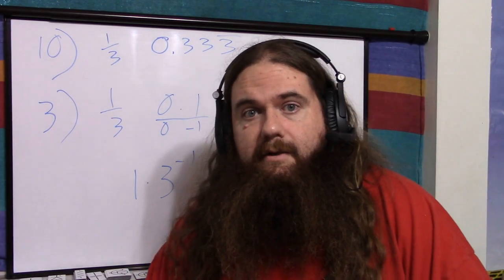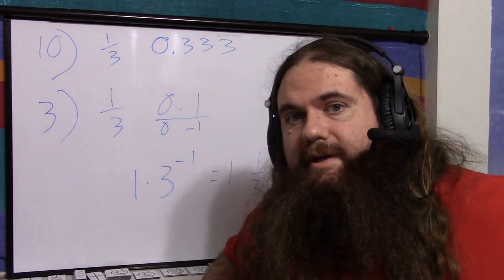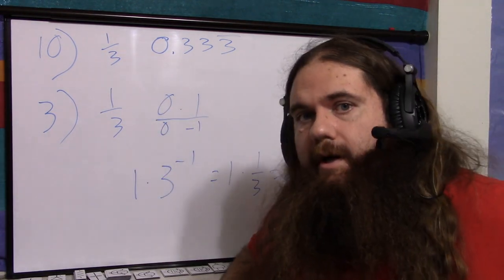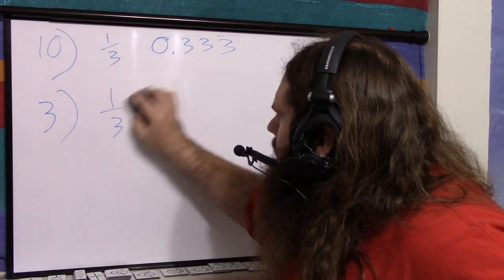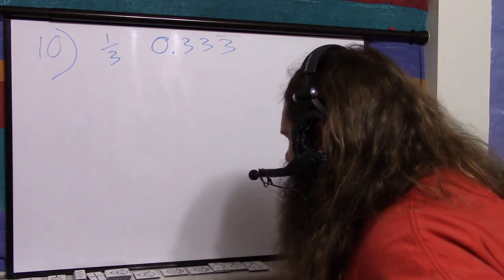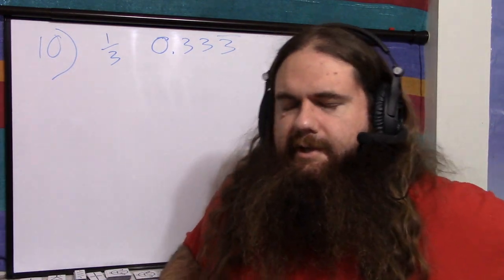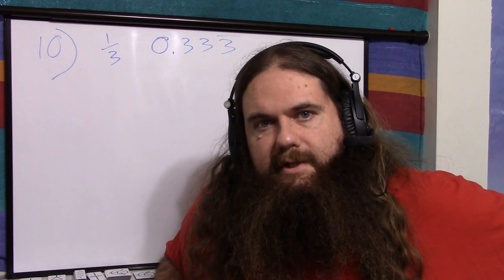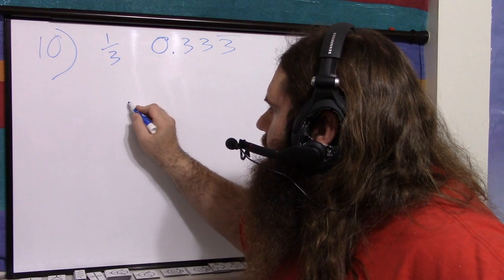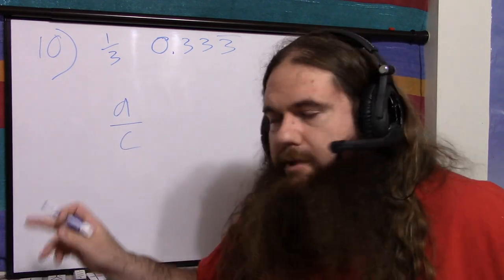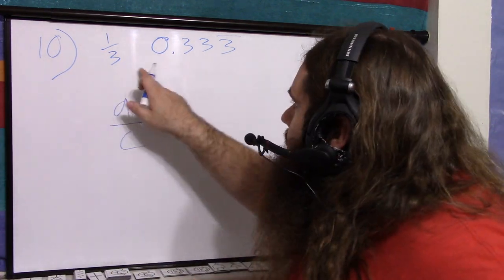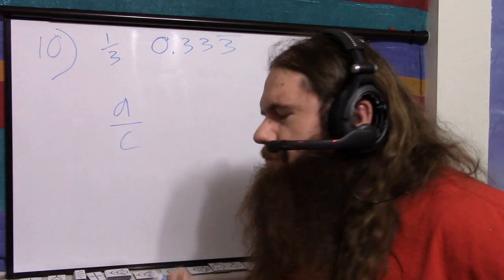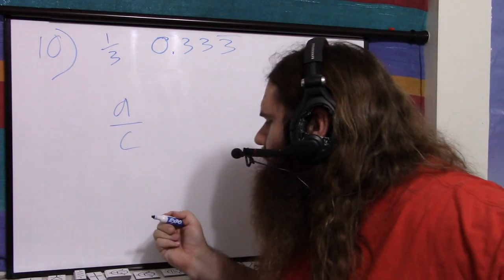In base 3, you can represent 1 third exactly with a finite number of digits. In base 10, you cannot. That's a trick to bases. This is why you have the concept of rational numbers, irrational numbers, transcendental numbers. A rational number is one that can be represented in terms of, let's say, A over C, for two integers. Any number, if it has a finite number of digits in any base, you can represent it algebraically. And the reason for that is this.